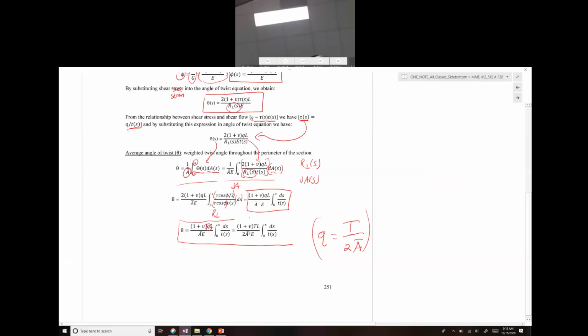So you can use either of these equations to solve for your angle of twist. In certain cases, you might know the shear flow, q, so you would use the equation on the left. And in certain times, you might know the overall applied torsion, capital T, and you could use that to calculate the average angle of twist.